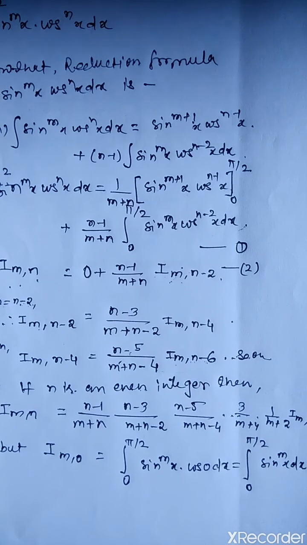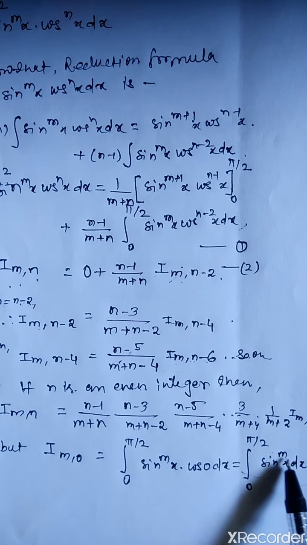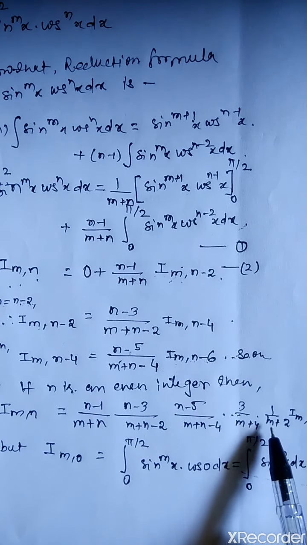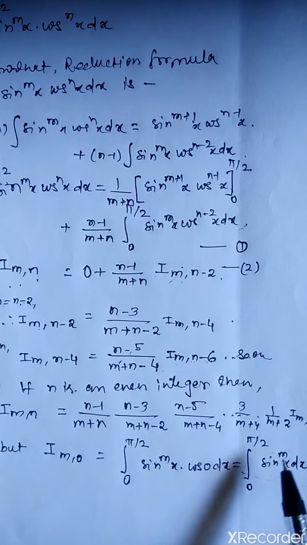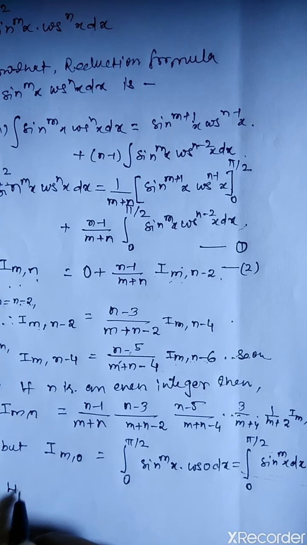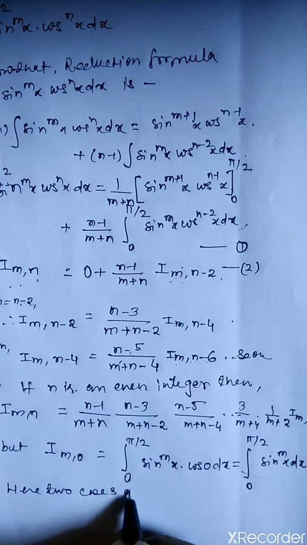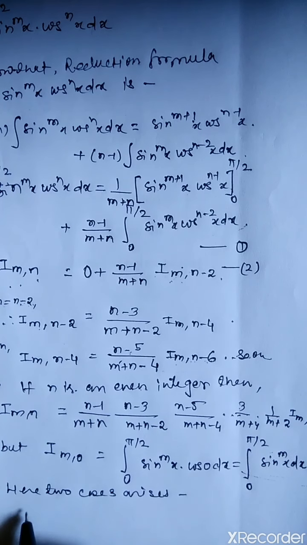And now by the reduction formula 1, we know that the integral of sin mx dx will depend on the value of m. If m is even, then we get some value. If m is odd, then we get another value. So let us see. So here two cases arise.